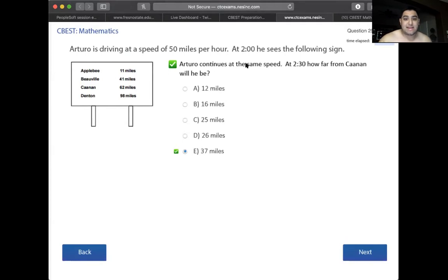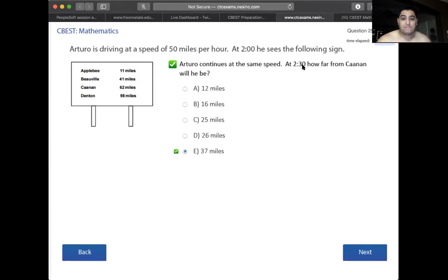But when he seen the sign at 2, he's seen this, obviously. So if he's going 50 miles an hour and at 2:30 he already traveled 25 miles from Cannon, he's going to be, so from 25, and there was 62. So 62 minus 25, which is going to equal 37 miles from Cannon as he reaches 2:30.